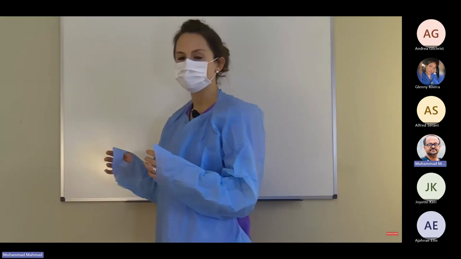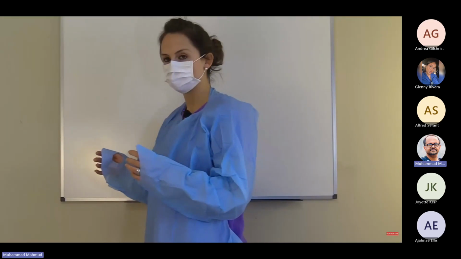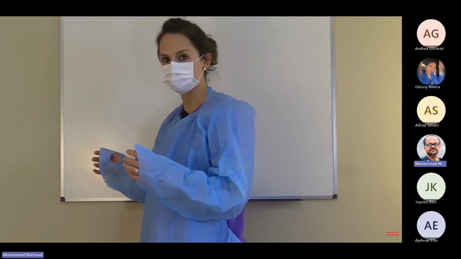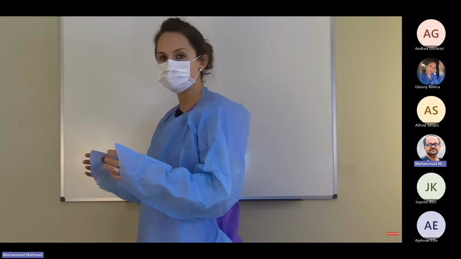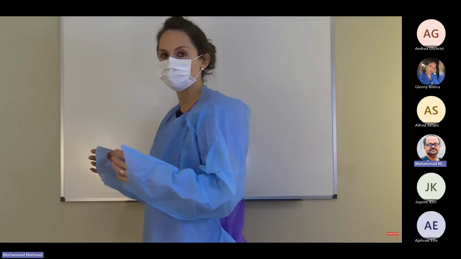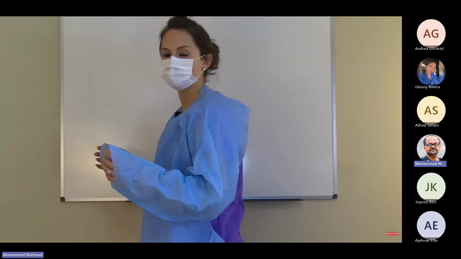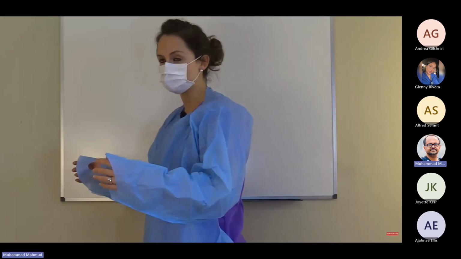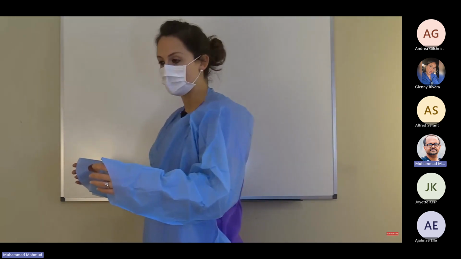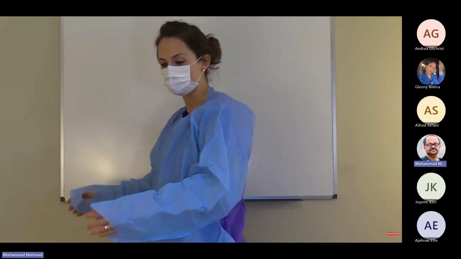Now what we're going to do is we're going to remove the gown, and we're going to do this from the inside out. So we're going to slide our arms up through the sleeves and pull the gown from the neck and the shoulders, and this specific gown will pop off. And we want to be careful not to touch the outside of the gown because it is contaminated, and we'll roll the gown into a bundle and then discard.